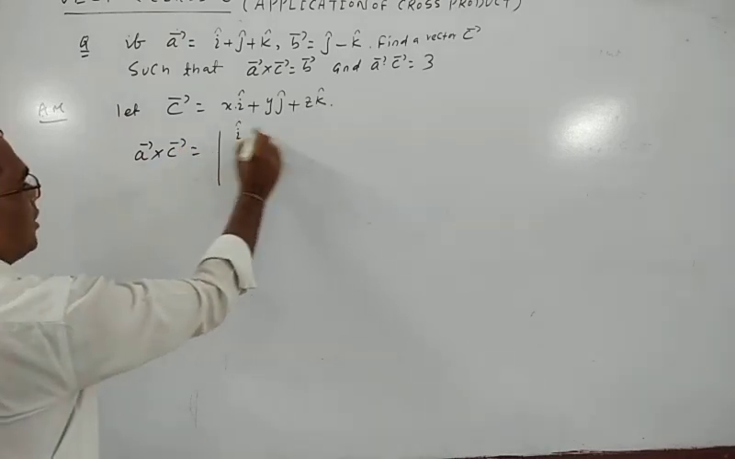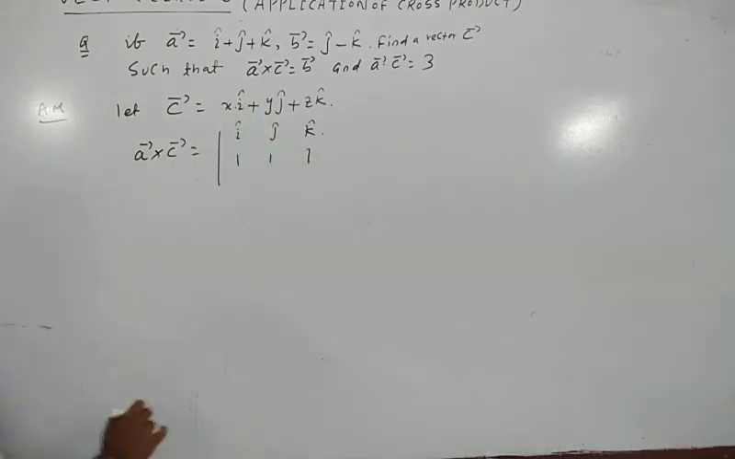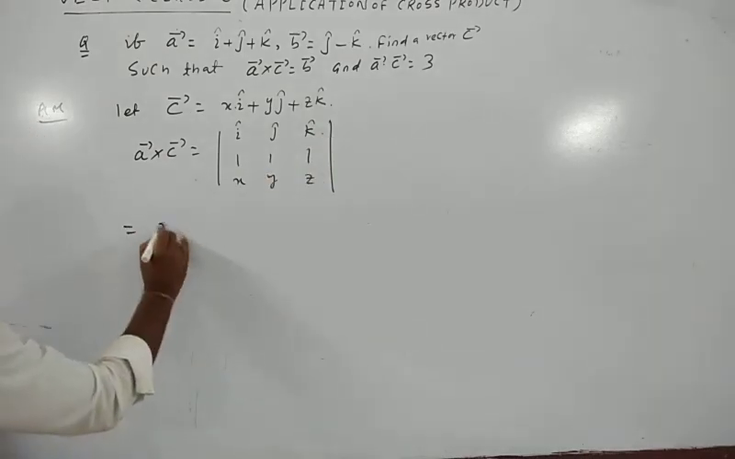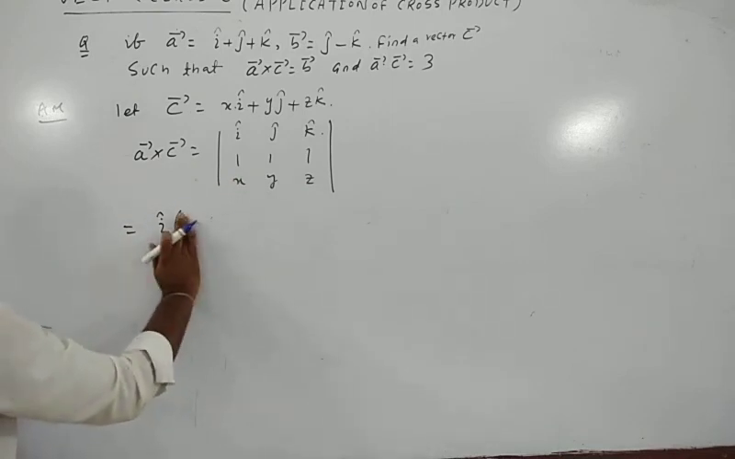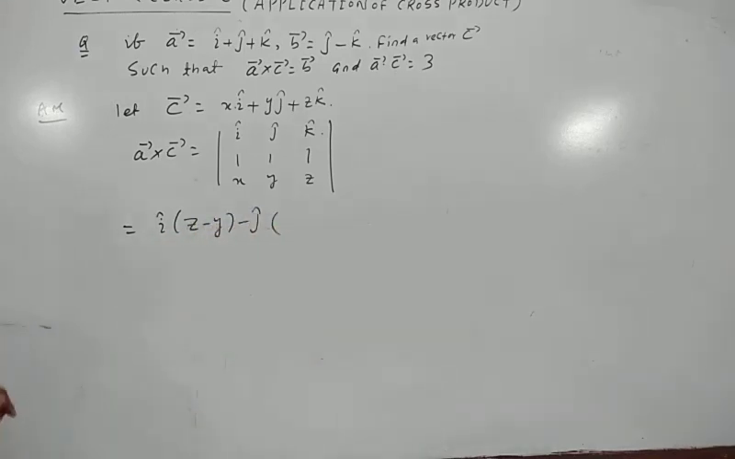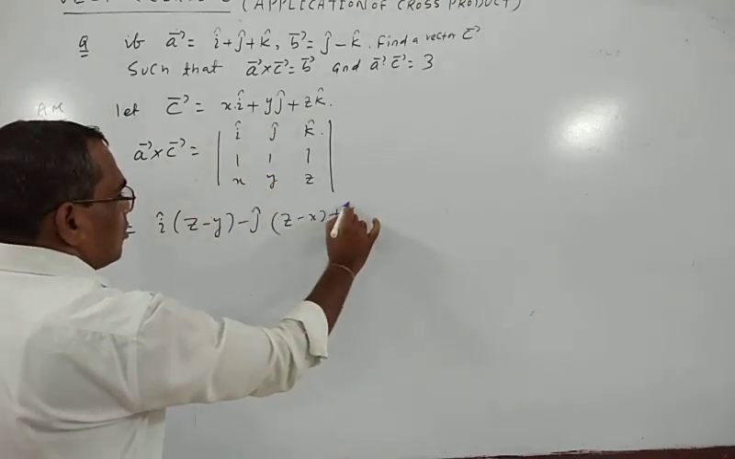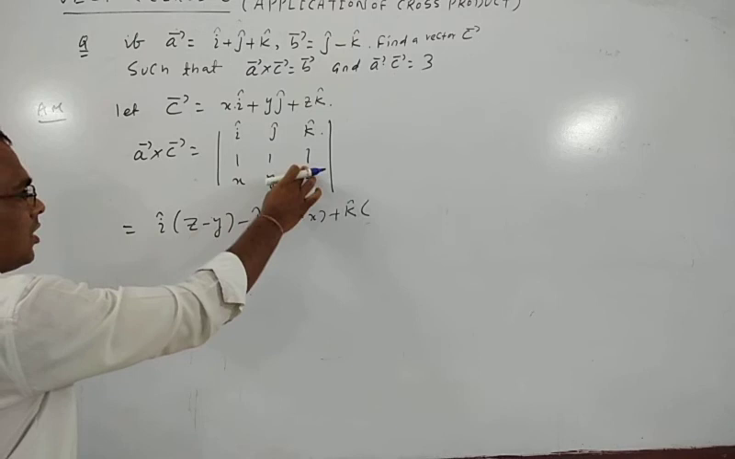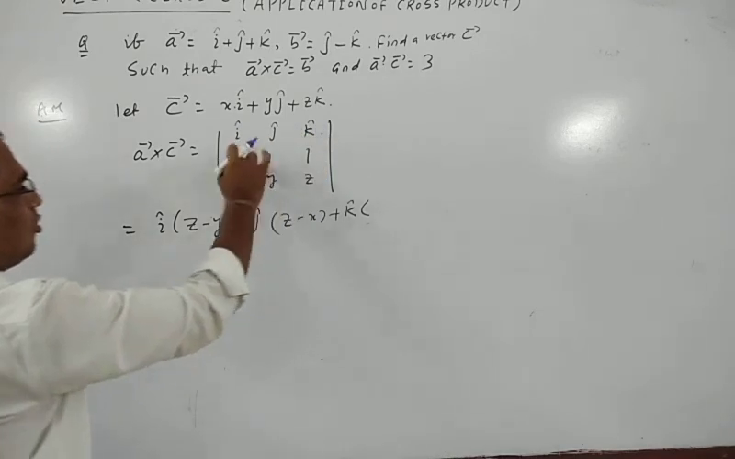This is equal to the determinant with rows I cap, J cap, K cap. The components of A vector are 1, 1, 1, and the components of C vector are X, Y, Z. Calculating this, it is equal to I cap into z minus y, minus j cap into z minus x, plus k cap into y minus x.